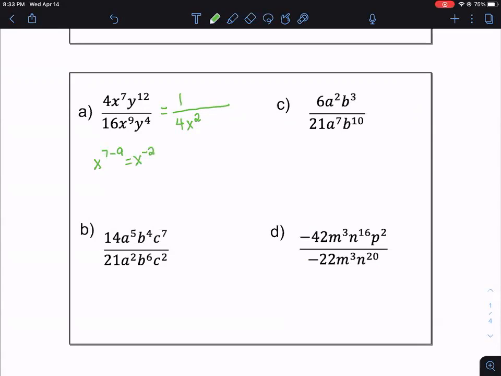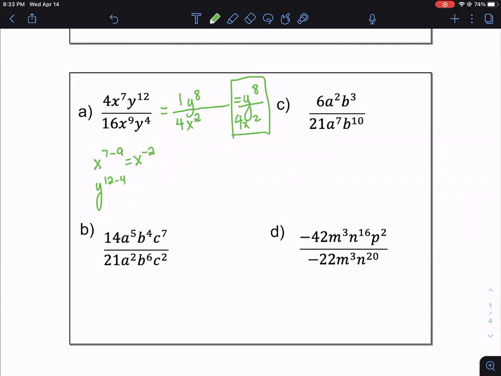And then we have y to the 12th and y to the 4th, and because the 12 is larger than the 4, we are going to just keep y to the 8th on top. So we have 1 y to the 8th, or y to the 8th over 4x squared. And I'm just going to box that in. Okay, we're going to continue.